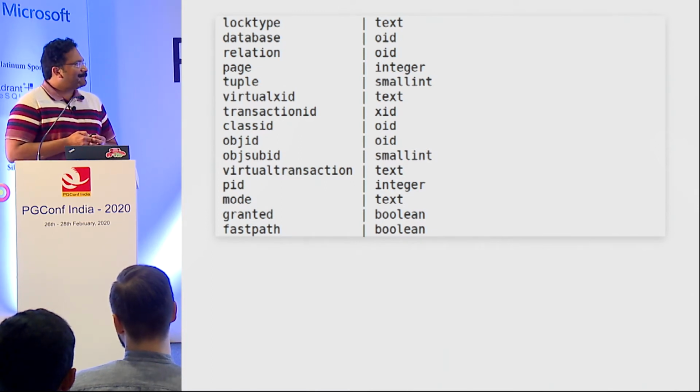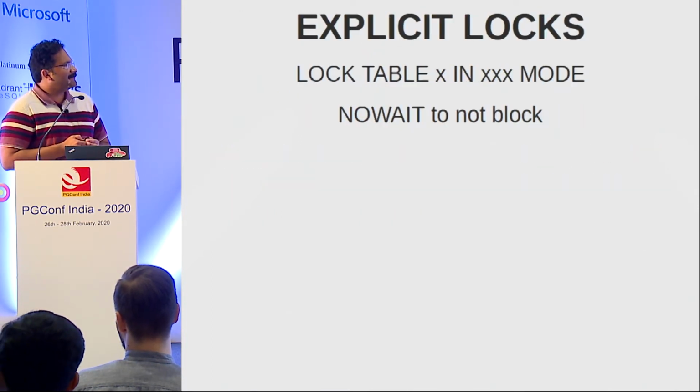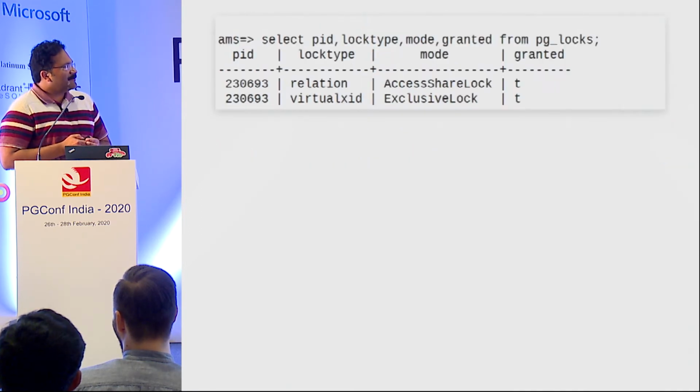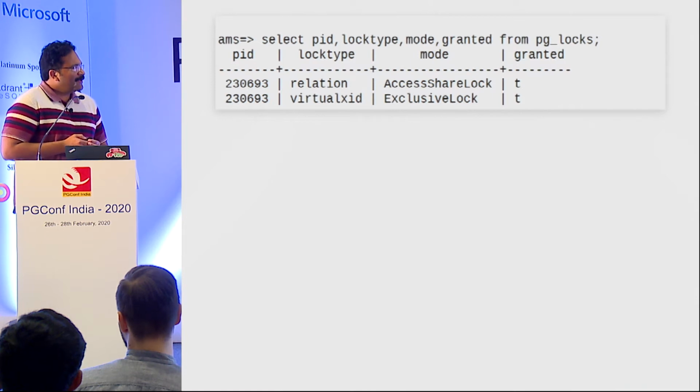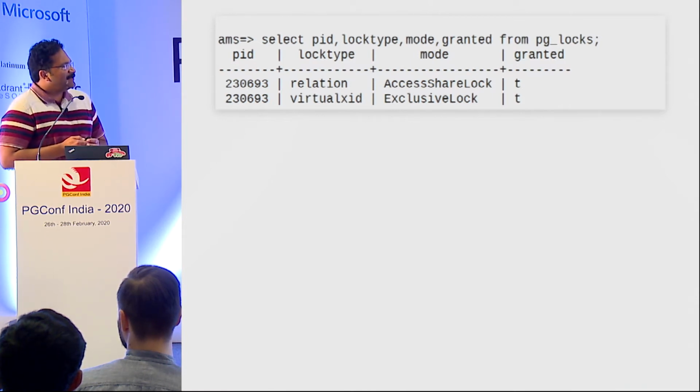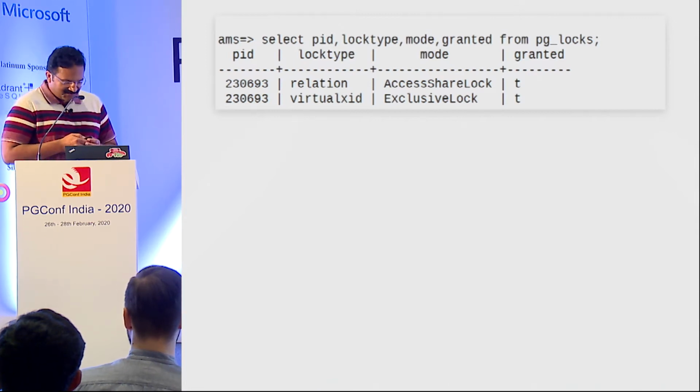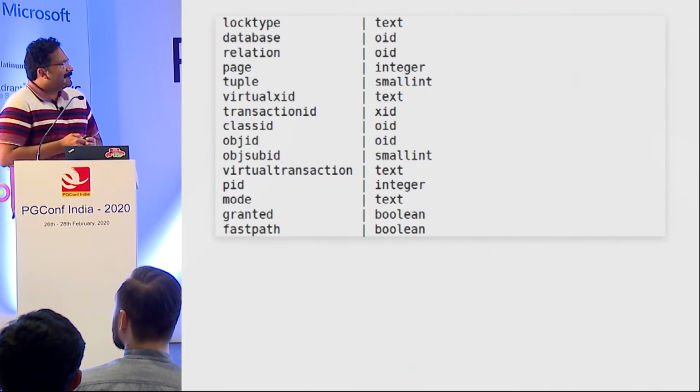And if you go back to the output here, we know that our backend is now holding two different locks. One is a relation lock. We don't really know what that means yet. And one is a virtual XID lock, which I'm not sure, even after so many years of using Postgres, I'm not convinced I understand it. But we'll look at it anyway.